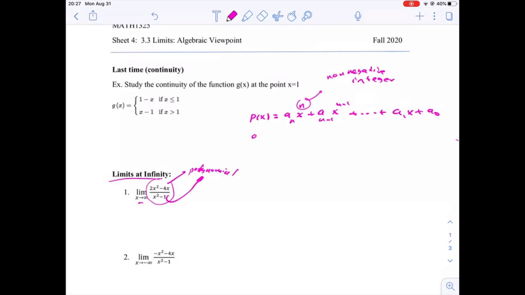Similarly, q of x is a polynomial. Let's say that the denominator is q of x. This is another polynomial. Let's call it b sub m x to the m plus b sub m minus 1 x to the m minus 1, and so on, just to distinguish between p and q. Those are two polynomials, and the coefficients can be different. Coefficients are the a's and the b's.